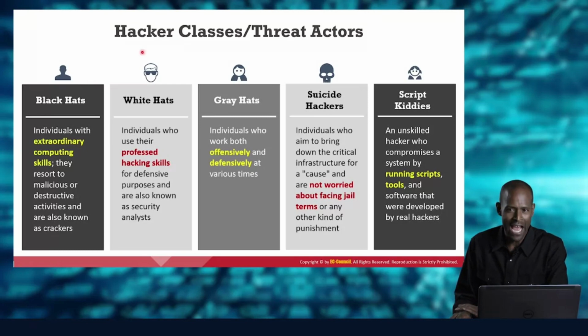So gray hat hackers are people who work both offensively and defensively at various times. A gray hat hacker is sometimes referred to as a person who might do black hat now and then and white hat now and then. If you're doing any black hat, you're a criminal. So don't want to ever do that. Suicide hackers are black hat hackers that don't care about getting caught. Script kiddies are hackers that have low skills.